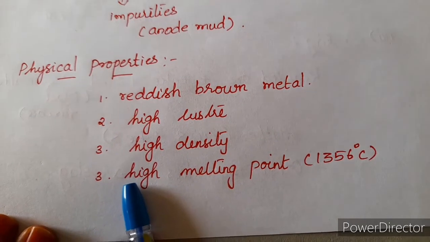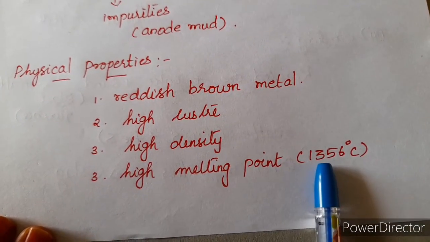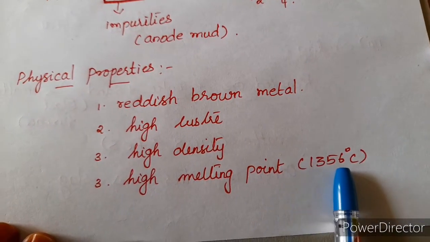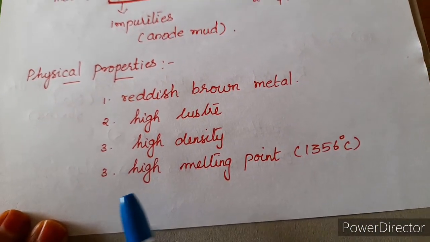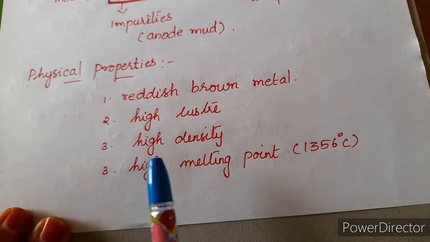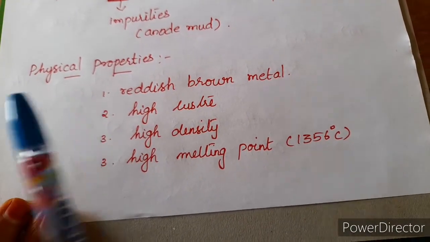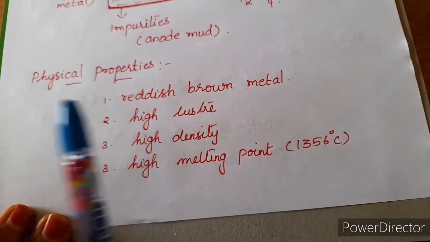The next is the high melting point, and the melting point is 1356 degrees C. This extraction of copper is very, very important. So I have written the reaction and I have shown you. Please do copy this reaction in your classwork.